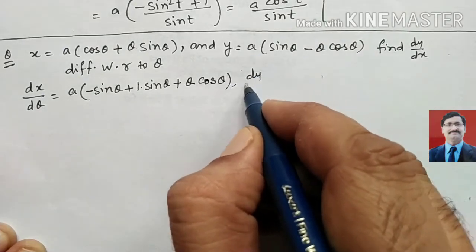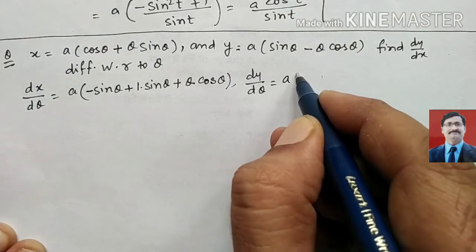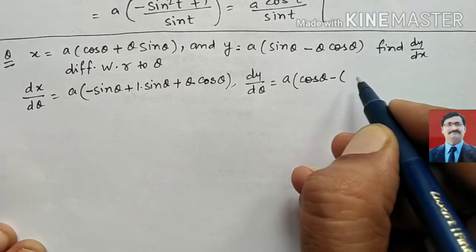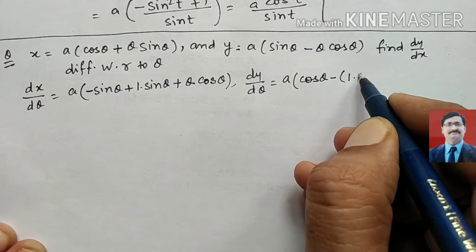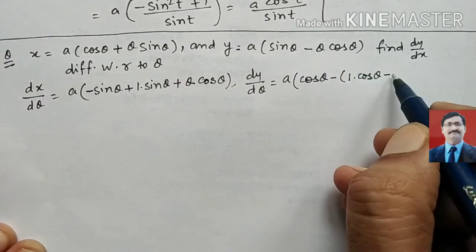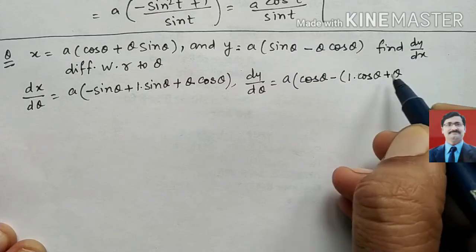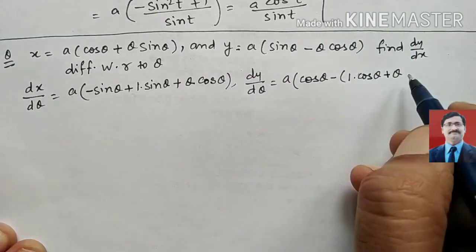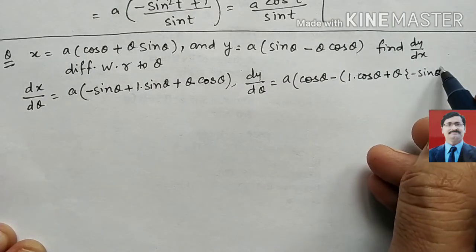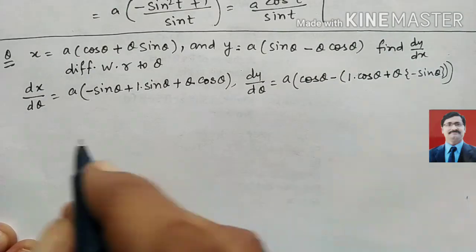Similarly we do for dy/dθ, which is equal to a[sin θ differential is cos θ, minus (θ differential is 1, cos θ as it is, plus θ as it is times the differential of cos θ, which is −sin θ)], and the whole bracket closes.